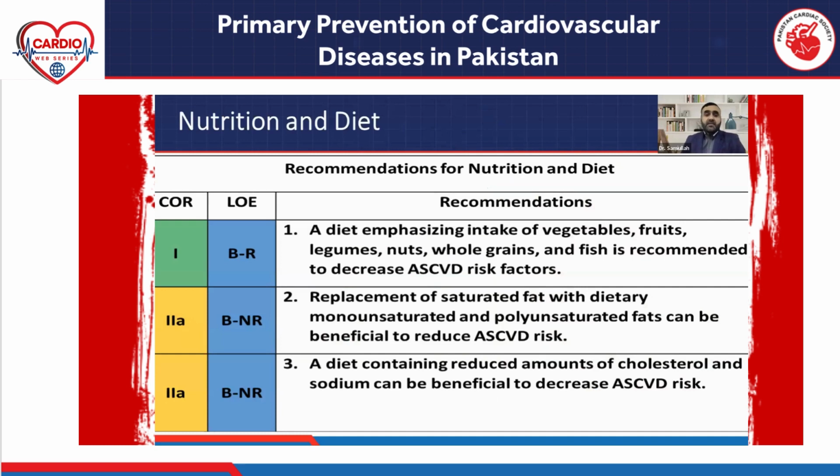The AACC recommends a diet emphasizing intake of vegetables, fruits, legumes, nuts, whole grains, and fish. These are class 1. And the other important thing is the fats, saturated fat and unsaturated fat. You need to replace saturated fat with unsaturated fat. You can recognize the saturated fats as those that remain solid at room temperature, while the unsaturated fats are those that remain liquid at room temperature.